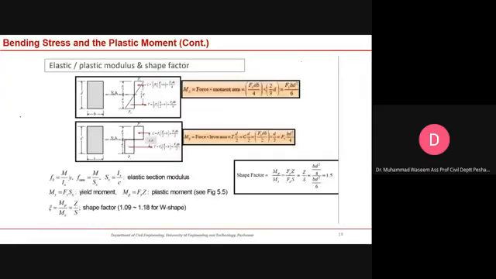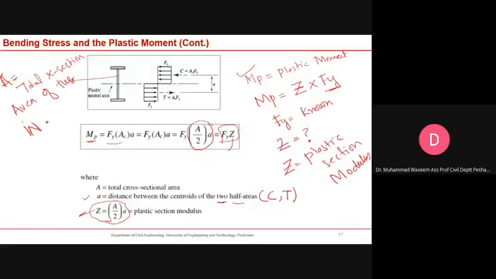Now, before going to the next slide, you should remember that there is a thing called the shape factor. Please remember that. This shape factor we can find by MP by My. We know how we can find MP for a typical cross section. My, if I remember it, I'm also a human being, we can find, I guess, by this formulation.